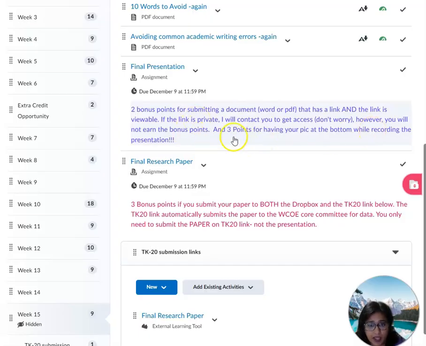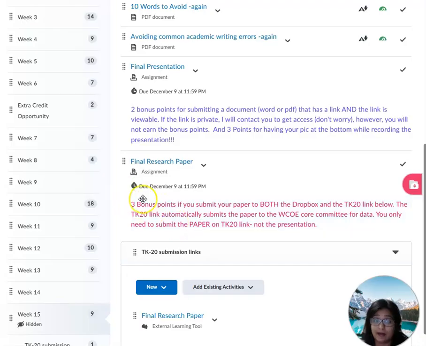You also get 3 points for having your picture at the bottom when you are doing the presentation, just like I have my picture over here at the bottom. So that also gives you some points. That is 5 points for your final presentation.